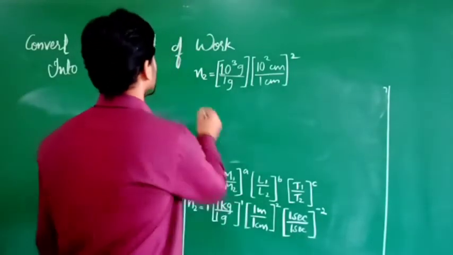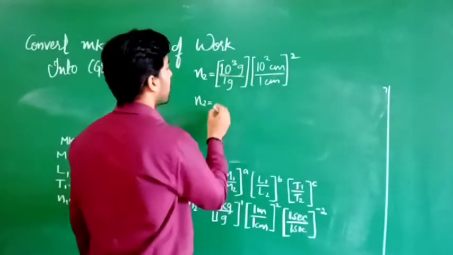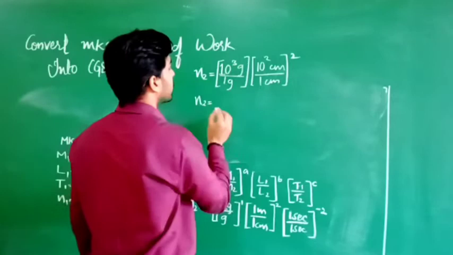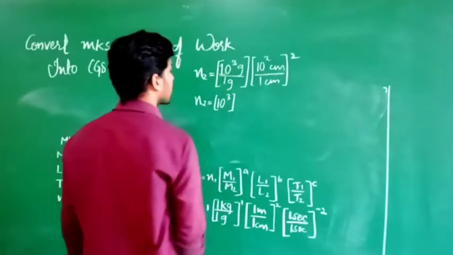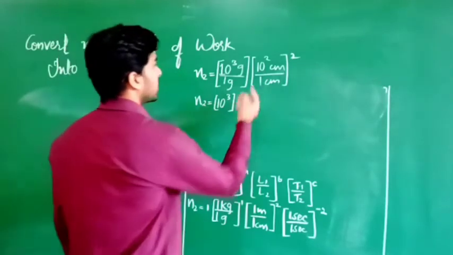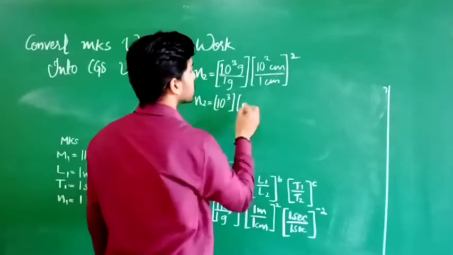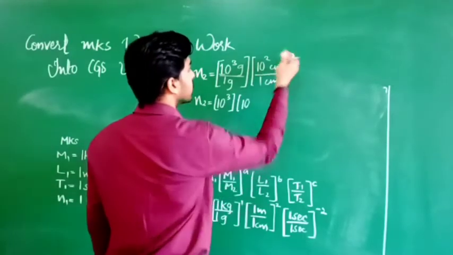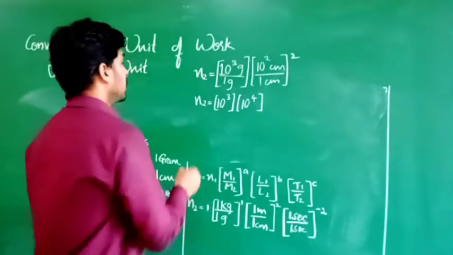Clear? So here N2 is equal to 10 to the power of 3. What can I write? 10 to the power of 3 grams divided by 1 gram is nothing but 10 to the power of 3. Clear? Next, here what can I write? 10 to the power of 2 into 10 to the power of 2 whole square means 10 to the power of 2 into 2. What will become? 10 to the power of 4. Clear?